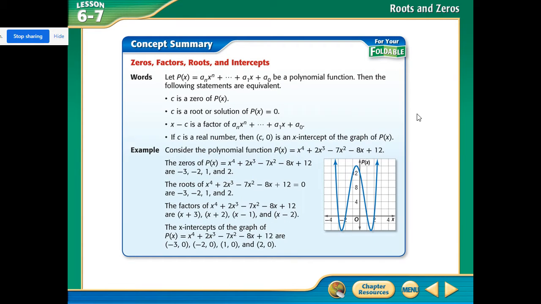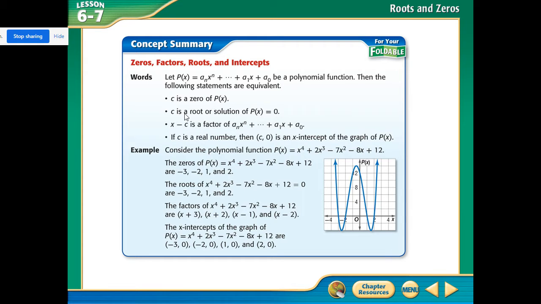Next slide is going to look like a lot of mess, but there just needs to be some understanding of the differences in terms of the terminology that we're using. So let me go through this with you. We have a polynomial function, a to the n, x to the n, and so on. C is considered a zero if, when we do the remainder, we get 0. So if c is the 0, then x minus c is considered a factor.